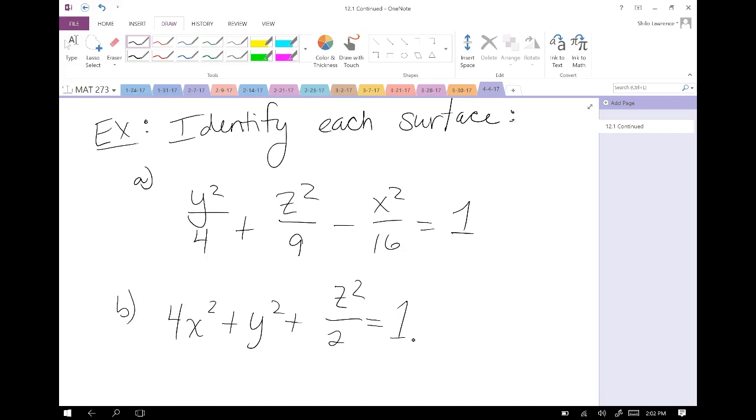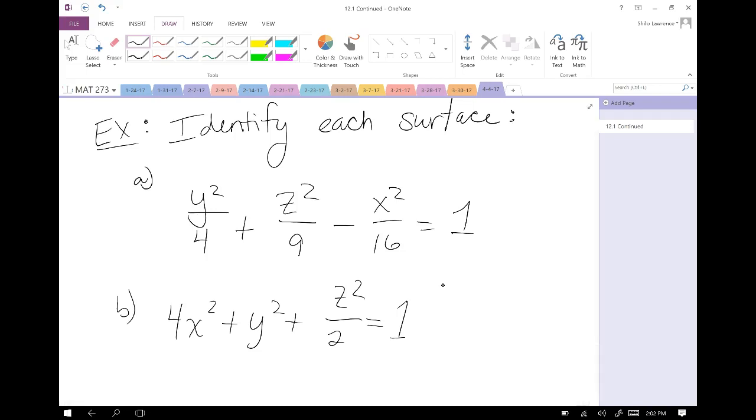So the first one is y squared over 4 plus z squared over 9 minus x squared over 16 equals 1. So they're all squared. That's an important thing to note, because there are a few that had left a variable not squared. They're all squared here. There's one subtraction, and it's equal to 1.